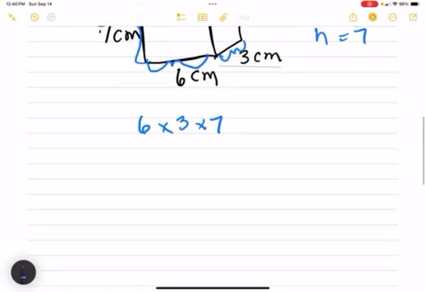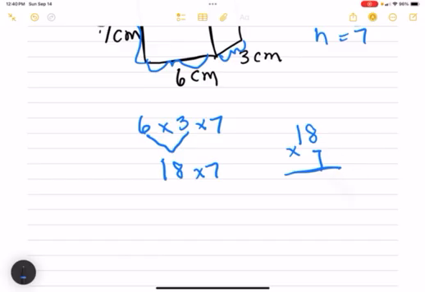For this problem, it doesn't really matter if I use the associative property or not. I don't know my 18s or my 21 times tables, so I'm just going to go from left to right. So we have 6 times 3 is 18. We're going to bring down that times 7, and I am going to use the standard algorithm method over here to multiply that out. So I know 8 times 7 is 56, carry your 5. 7 times 1 is 7, plus 5 more would be 12, giving me an answer of 126 centimeters cubed.